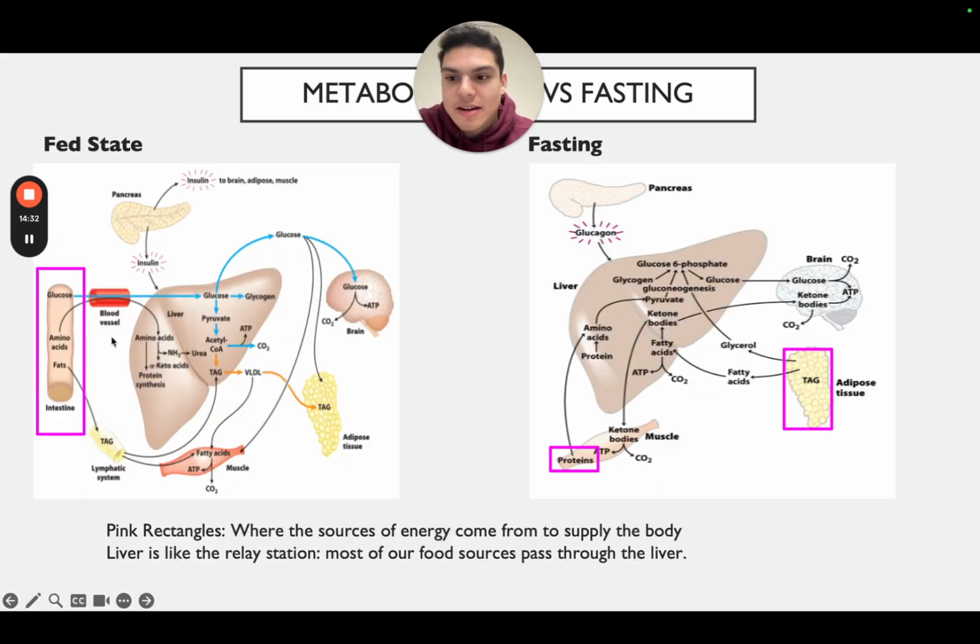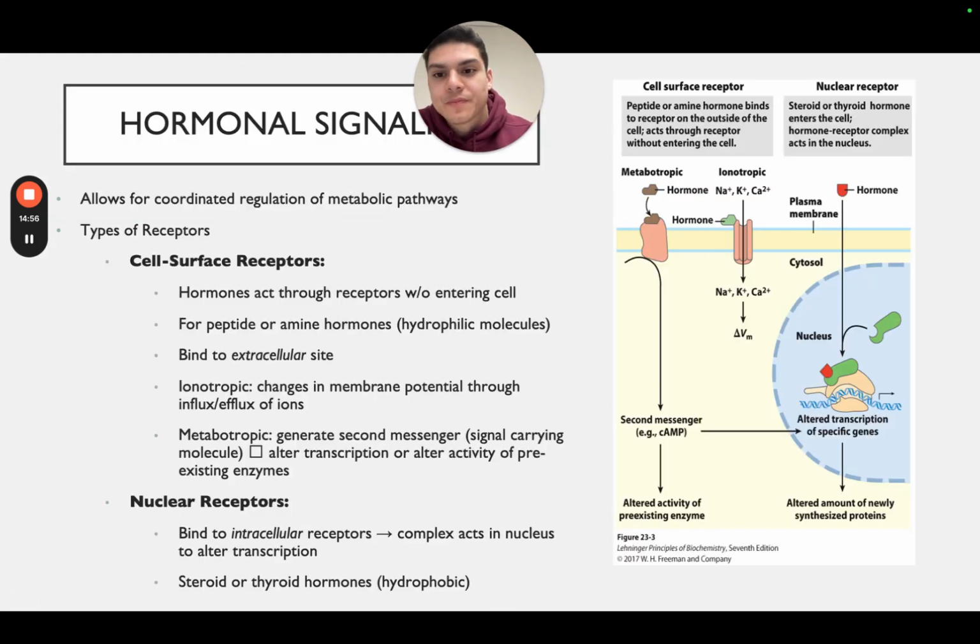And then here's this diagram depicting all that. The pink rectangles are where the sources of energy come from and supply the body. So this is where, we can't just be self-sufficient, not eat anything. We have to eat stuff, and that's what the pink rectangles are coming from when we're talking about fed state versus fasting states. And I just want to emphasize the liver is like the relay station. Most of our food passes through the liver itself before it gets processed and sent out throughout the whole body and exported.